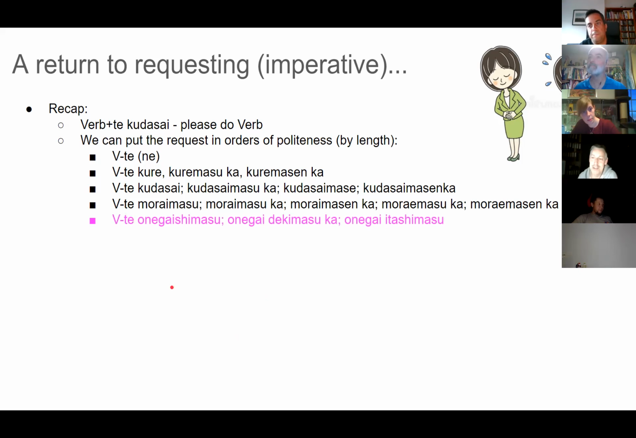What's the difference between moraimasu and moremasu? This one here and this one here. Yeah. So this is just the direct verb. Okay. This is the potential form. Oh, potential. Thank you. By putting it in the potential form, it kind of makes it less direct. Yeah. Thank you.